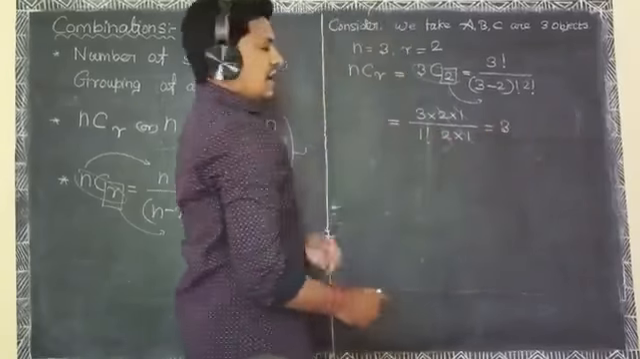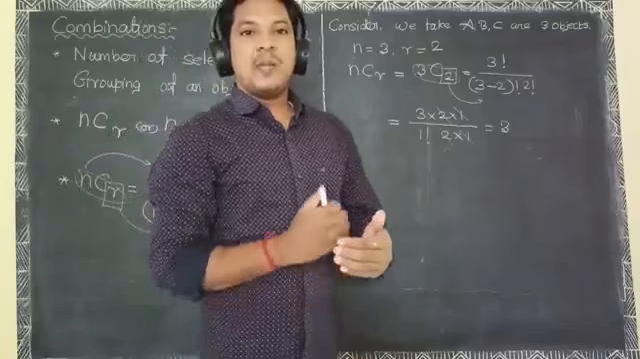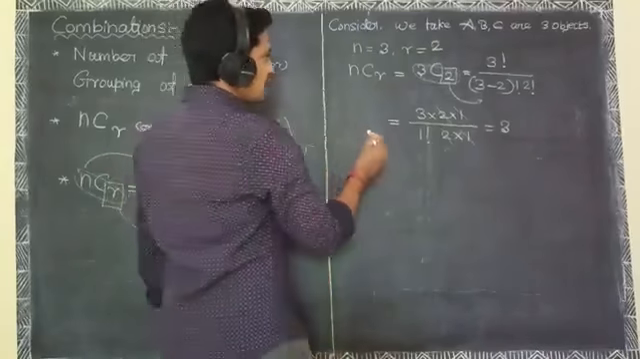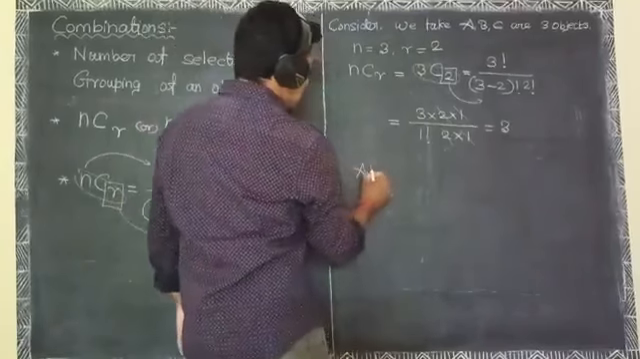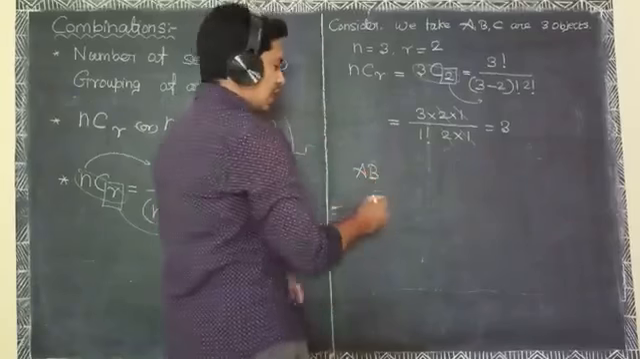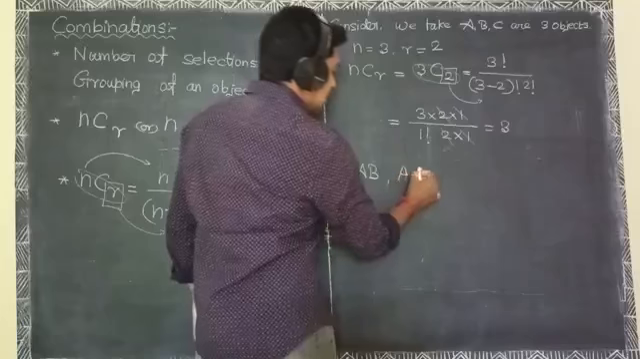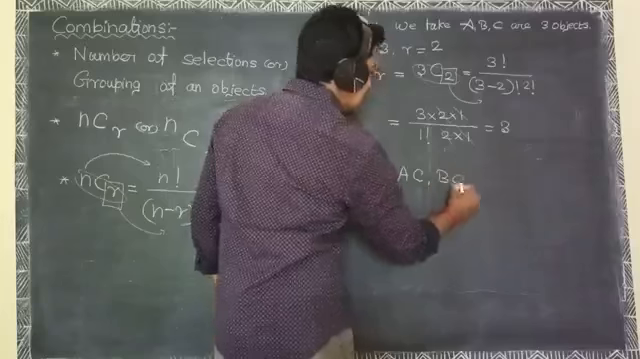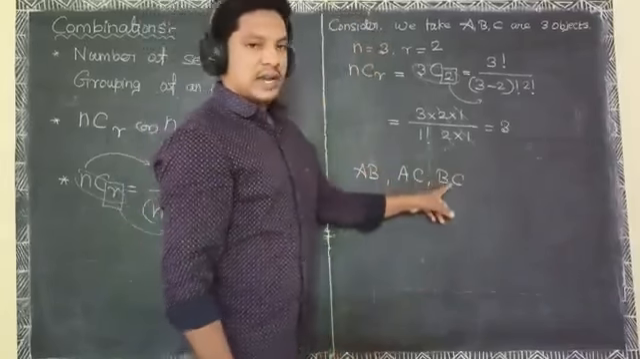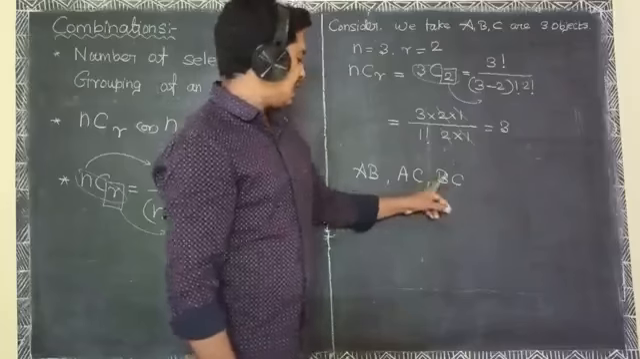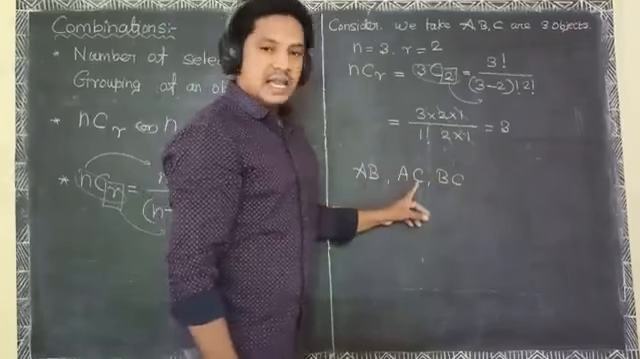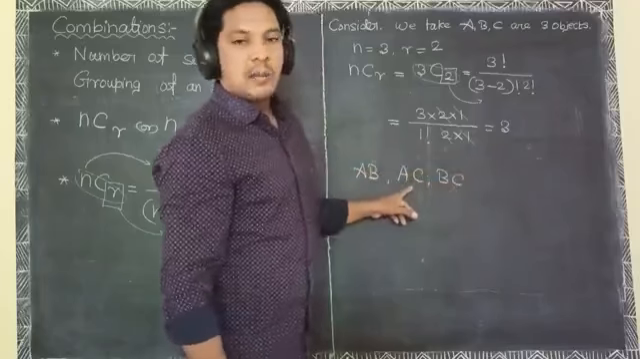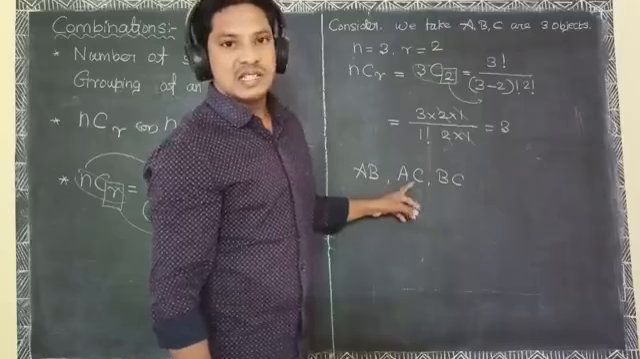It means we get 3 groupings, that is we take a b, or a c, or b c. This is the result: the total number of ways is a b or a c or b c. These 3 are the number of selections.